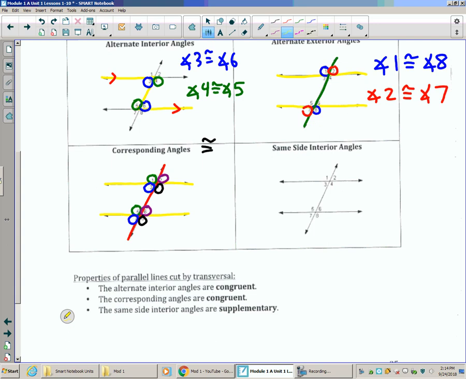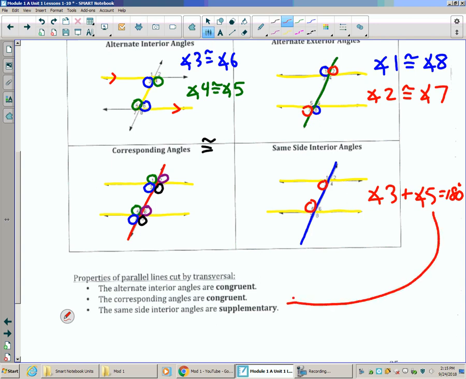And the last type we're going to talk about today, same side interior. It's kind of the opposite of alternate interior angles. If I look at my two parallels with the transversal, any two angles that are interior and on the same side, like angle 3 and angle 5 here, happen to add up to be 180. They're the only angles that we're going to talk about on this page that are not equal, but they are supplementary, as it says on this last line down here. Same side interior angles are supplementary. The other two above, corresponding, are congruent, and alternate interior are congruent also.